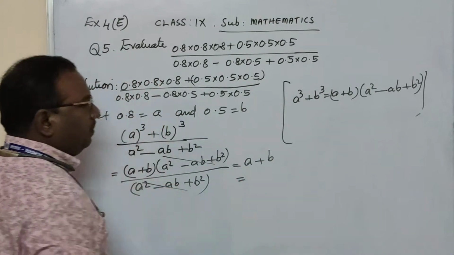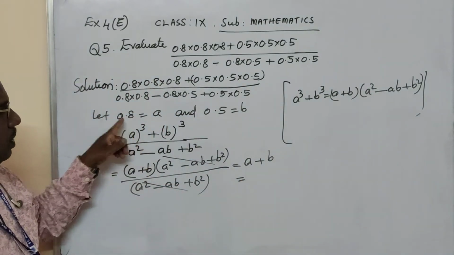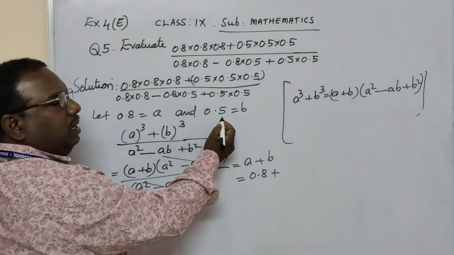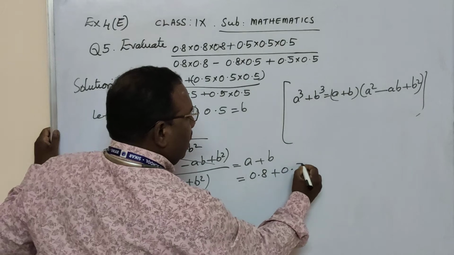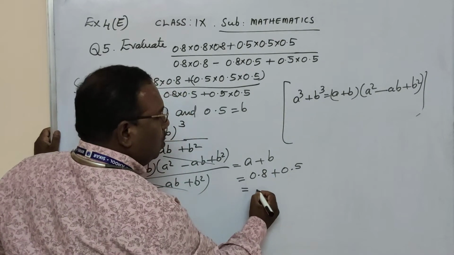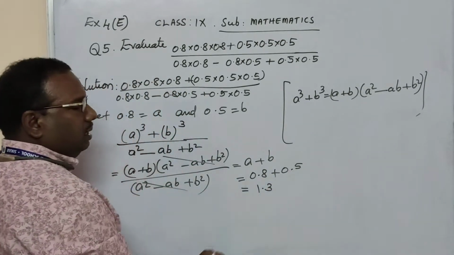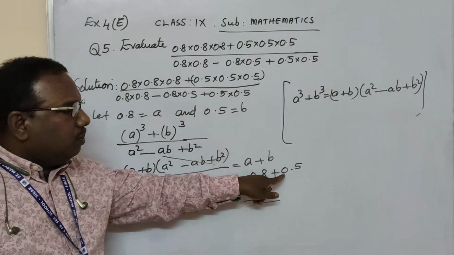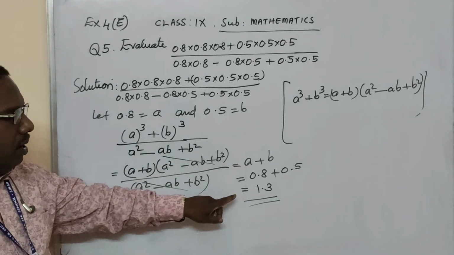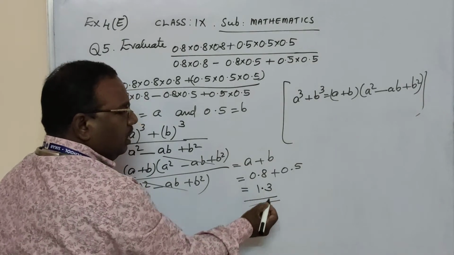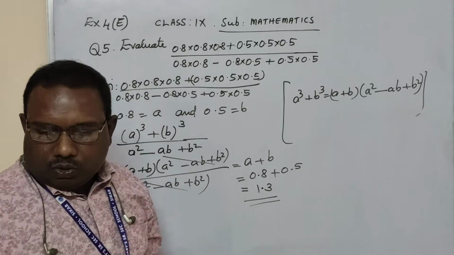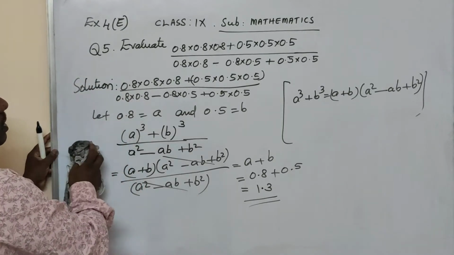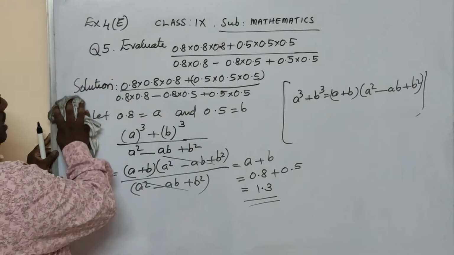And what is A? A is 0.8. What is B? B is 0.5. And add both, which is equal to 1.3. This is the required result. 0.8 plus 0.5 is equal to 1.3 is the required result. Now second part also we can do. This is the first part of question number 5. Let's do second part.